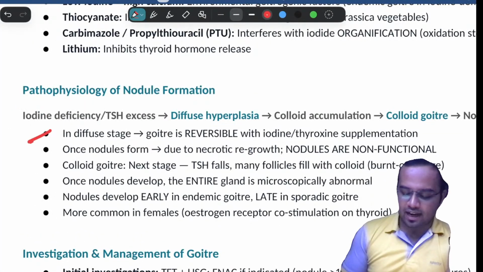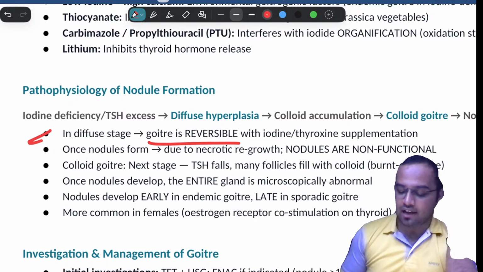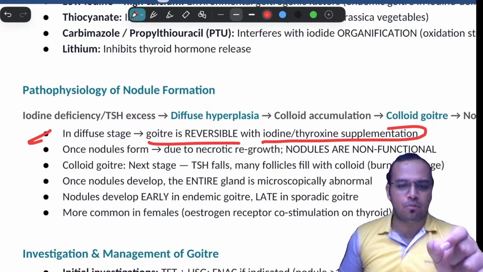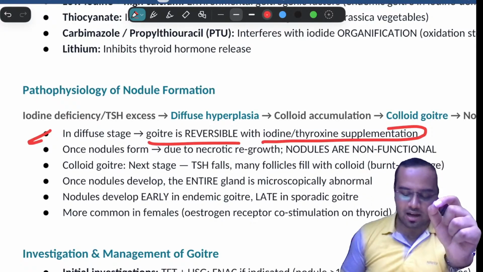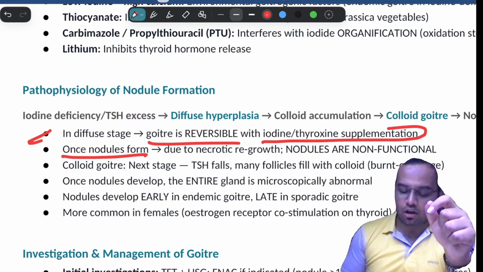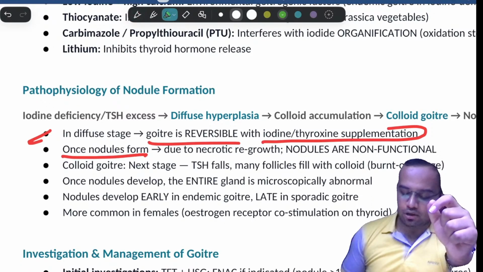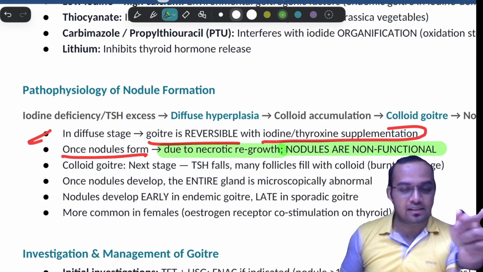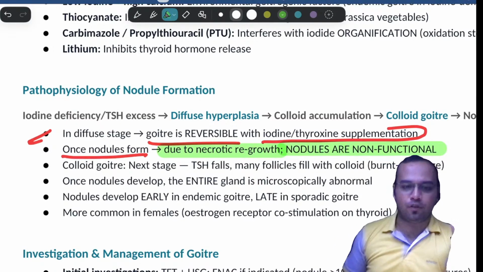In the diffuse state, the goiter is reversible with iodine and thyroxine supplementation. So whenever, even in Graves disease, you are going to treat the autoimmune antibody condition, it is going to be reversible. Once the nodule forms, due to necrotic and regrowth pattern, the nodules are non-functional. So the nodules are non-functional, the gland between the nodules is actually functional.